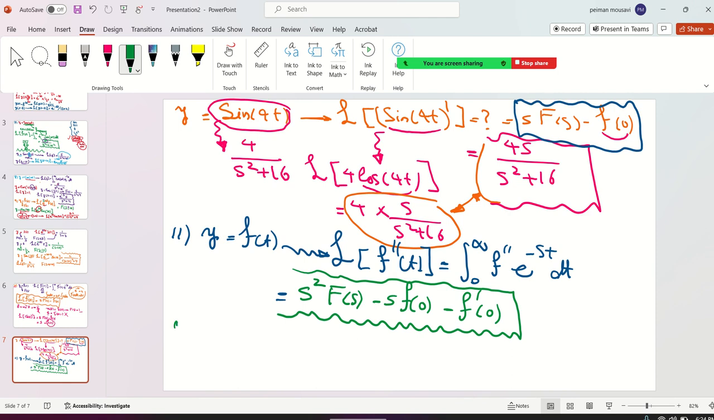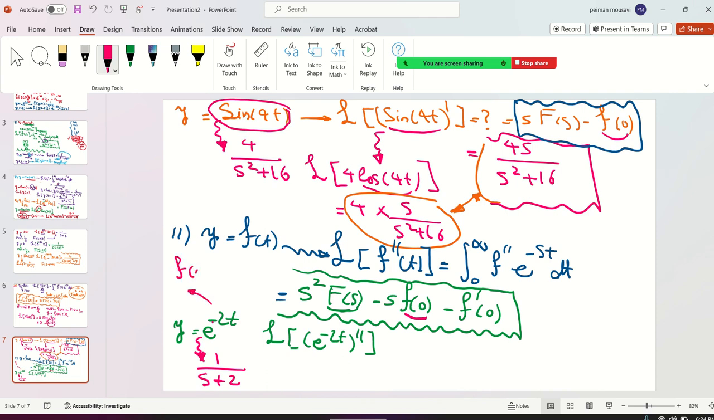For example, if y is e to the minus 2t, I want to find the Laplace of the second time derivative of e to the minus 2t. First of all, we have to find F(s). We know it from today's course: it is 1 over s plus 2. Here it's minus, so it becomes plus. Then we have to find its value at time 0. At time 0, f of 0 is how much? 1. And f prime: y prime is minus 2 e to the minus 2t from high school. At time 0, it's going to be minus 2.